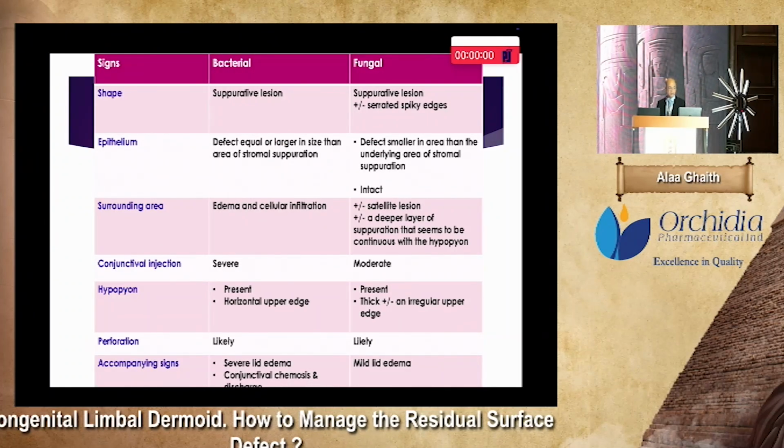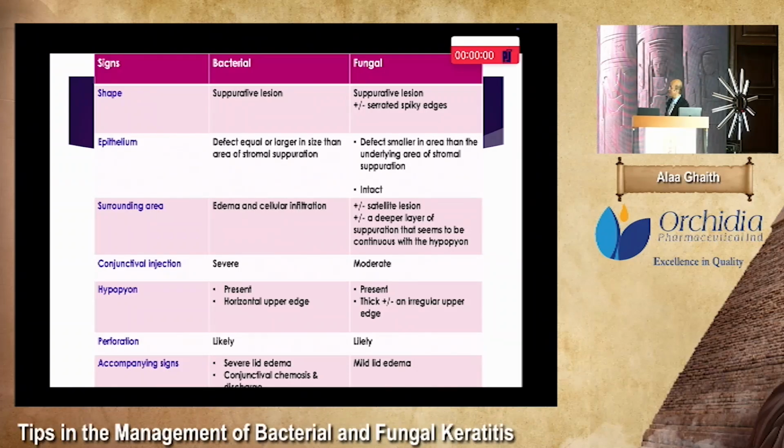About the signs, on the left side of this slide, you will see the signs: the shape of the ulcer, the epithelial cover, the surrounding area of the lesion, the conjunctival injection, the hypopyon, the perforation, and accompanying signs. They are different from bacterial to fungal. The shape of bacteria, usually it is a suppurative lesion with serrated or spiky edges. This is a very important sign.